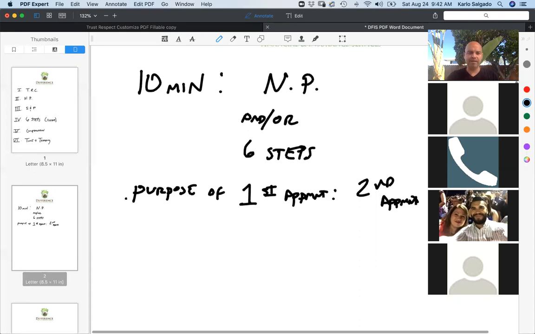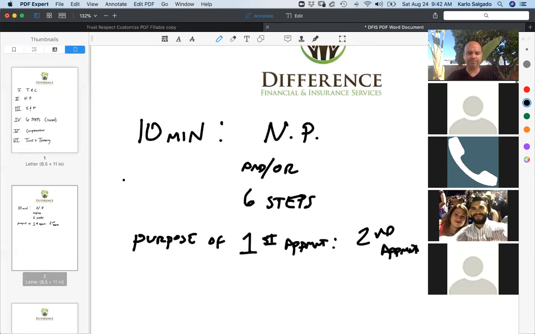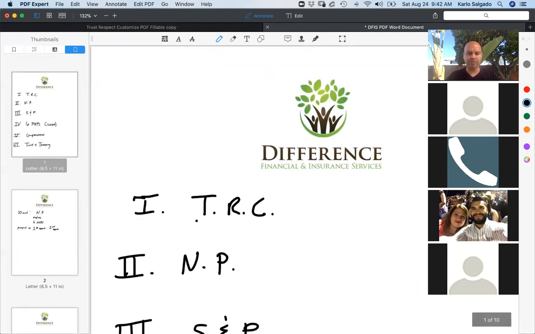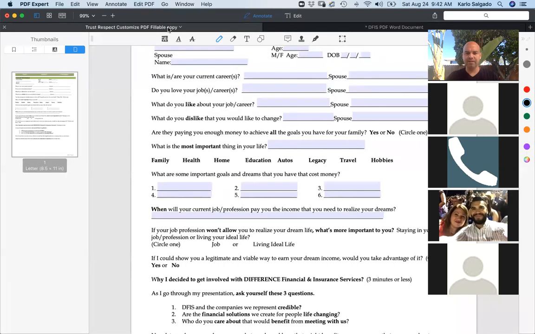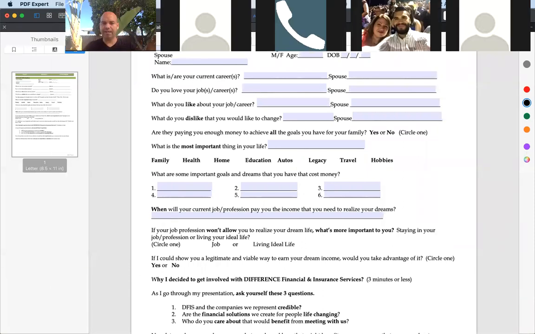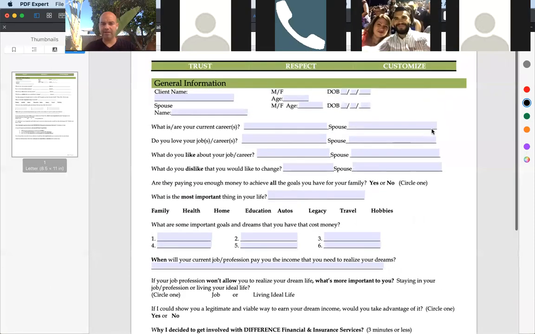So let's go ahead and get right to it here. We'll start with number 1, which is trust, respect, customize. If you do not have this sheet, it's in the back office, by the way.